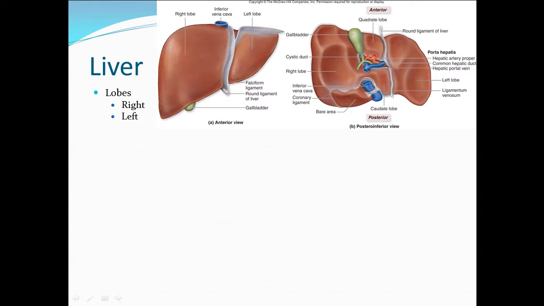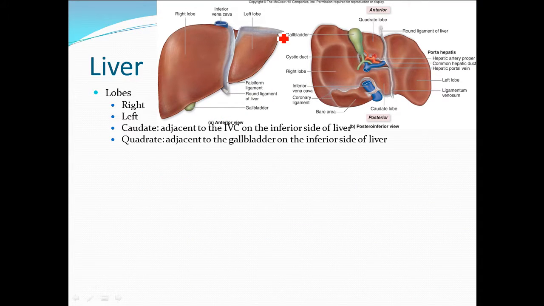Okay, the liver has different lobes. We have the right lobe, which is this large lobe over here, and a left lobe on the other side. And if we take a look at the inferior side here, then you'll notice that there are two other lobes here. There's this one here, and there's this one here.